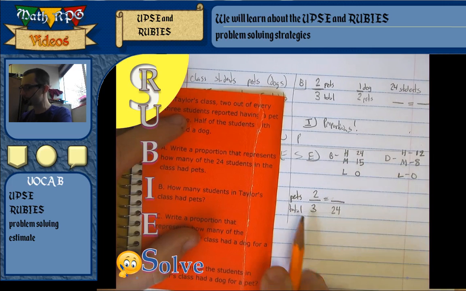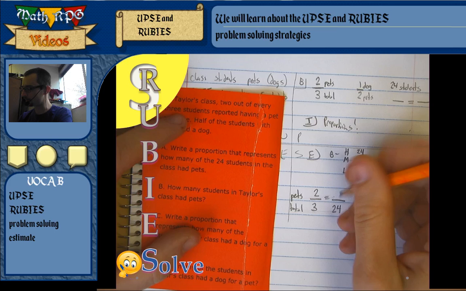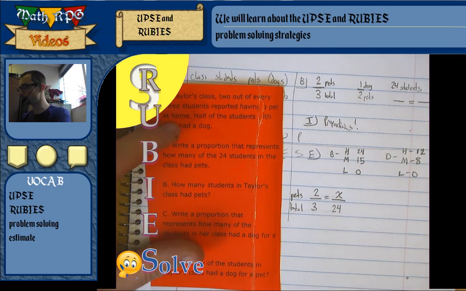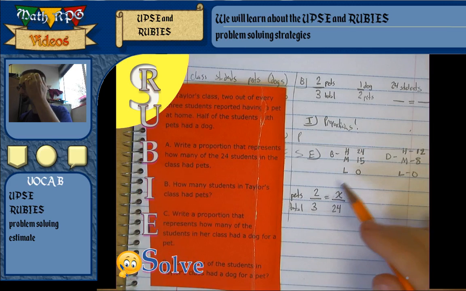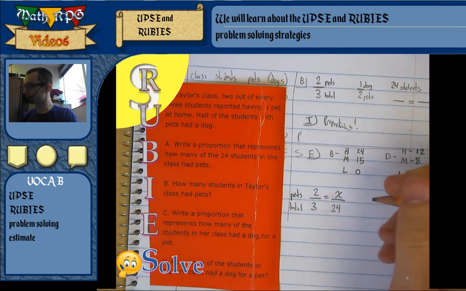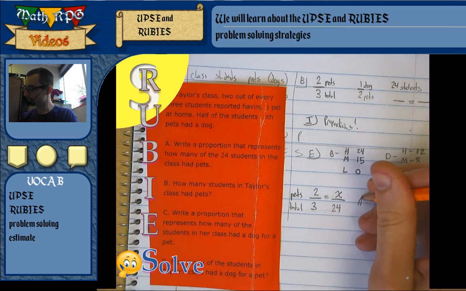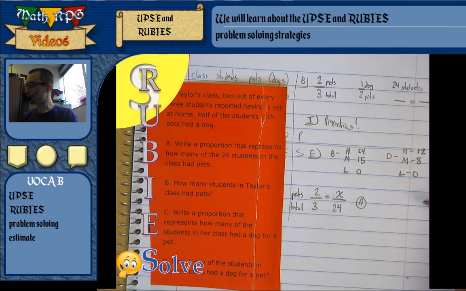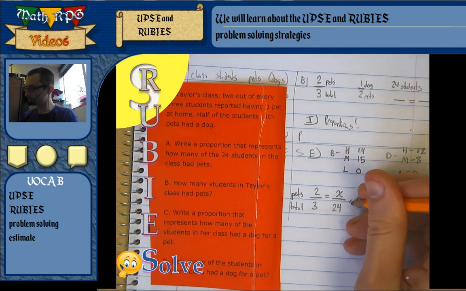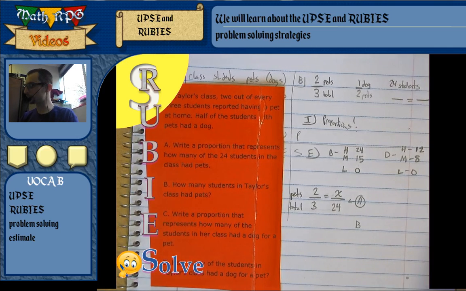And my question is how many kids have pets? So that's my unknown. I'm going to go ahead and use x for my unknown because it's a variable, an unknown, right? And x is going to be my answer. It can tell me how many kids have pets. So this is my proportion. That's part A right here. Okay. Part B says to solve it. And part B says to actually solve for x.